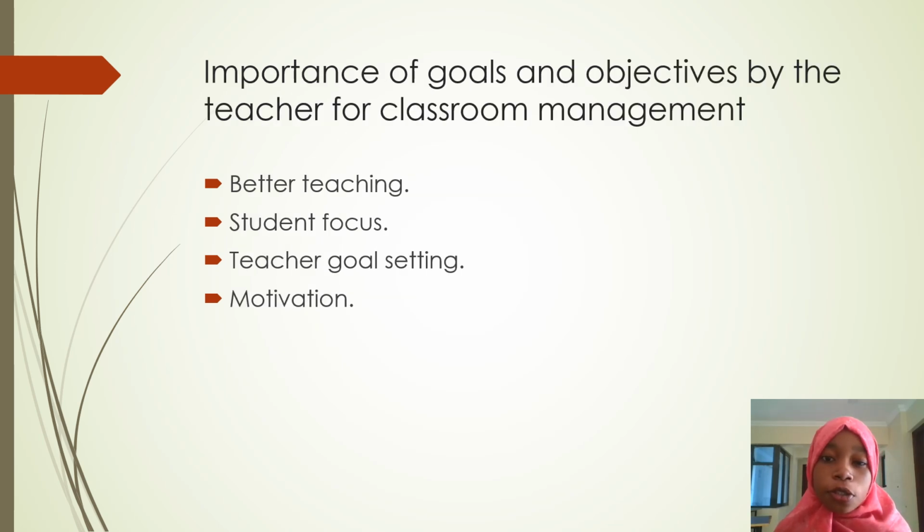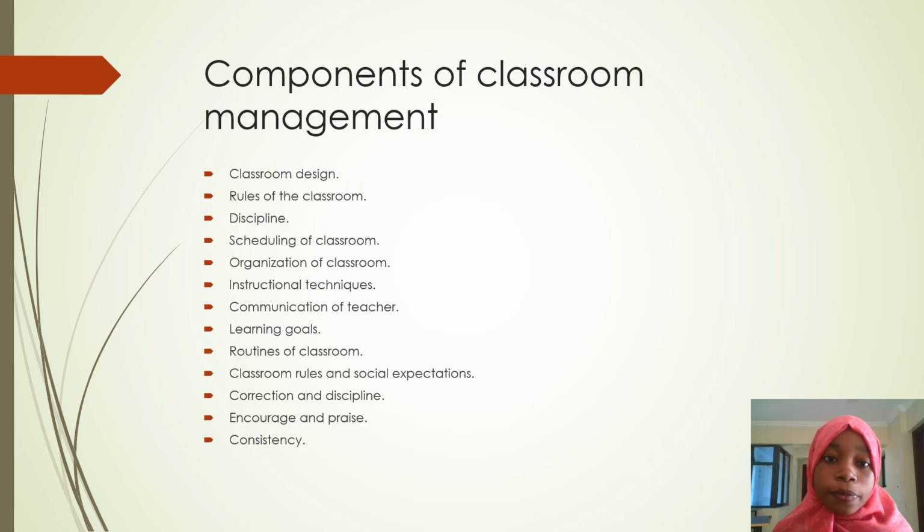Let's take a look at the importance of goals and objectives for the teacher in classroom management. One is better teaching, two is student focus, three is teacher goal setting, and number four is motivation. Components. Let's take a look at a few components of classroom management. Number one is classroom design. You should be able to arrange your students. Number two is rules in the classroom. You should always establish rules so that the learning environment is conducive for the whole classroom. And three is discipline. Yes, you should always discipline your students.